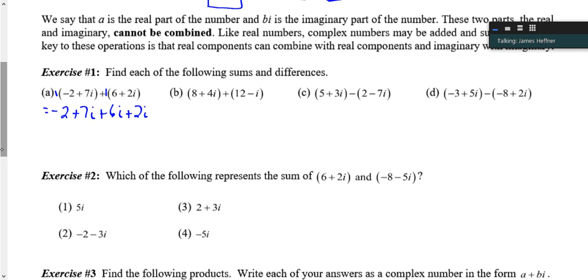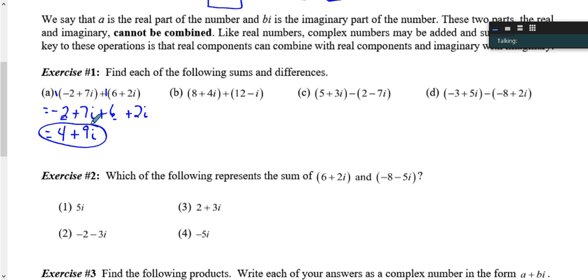When we combine like terms, let's start with the real numbers. Oh, I have an i on that 6, sorry, there shouldn't be an i there. So what are the real numbers in this? -2 and 6. And what's -2 plus 6? 4. And then 7i plus 2i is what? 9i squared? No, just 9i. We're not multiplying, we're adding. So 4 plus 9i, simple as that.